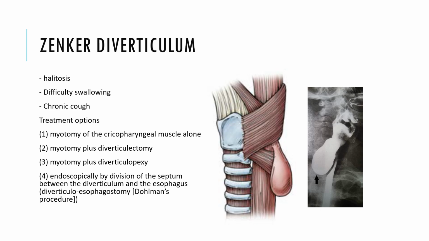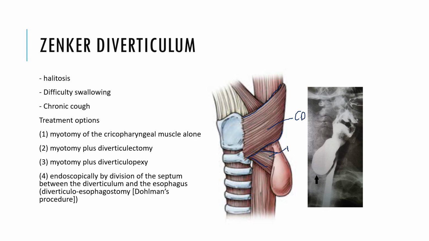Okay, then I wanted to talk about Zenker's diverticulum. Zenker's diverticulum involves the inferior constrictor of the pharynx, which has two parts, the cricopharyngeus and the thyropharyngeus. So this is the cricopharyngeus and we have the thyropharyngeus.